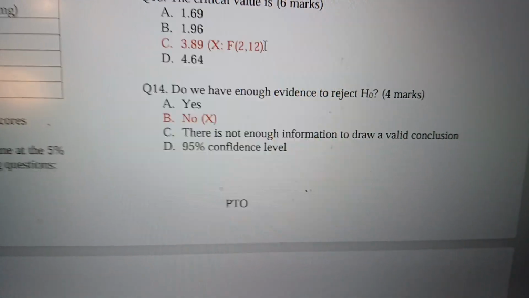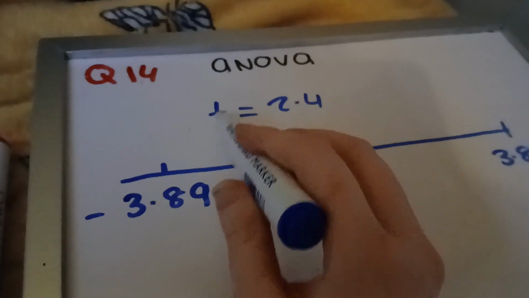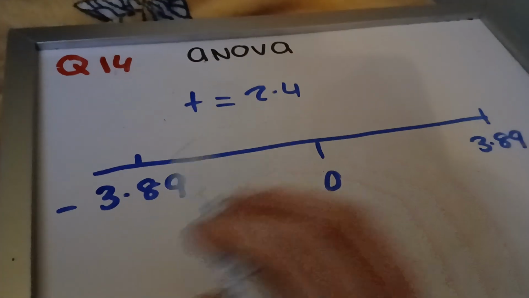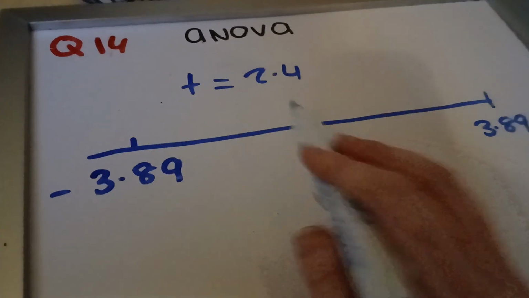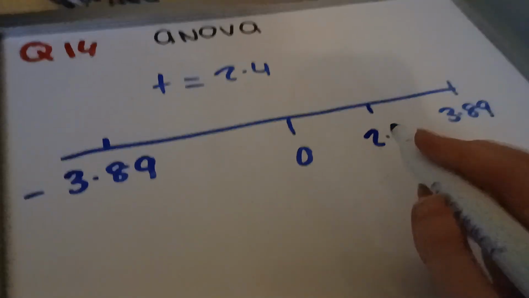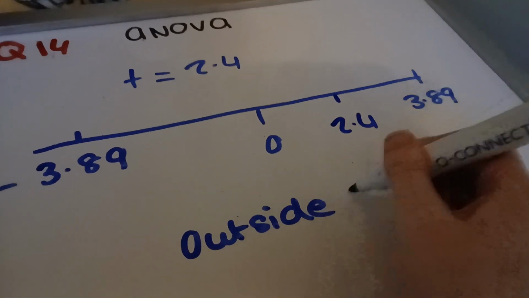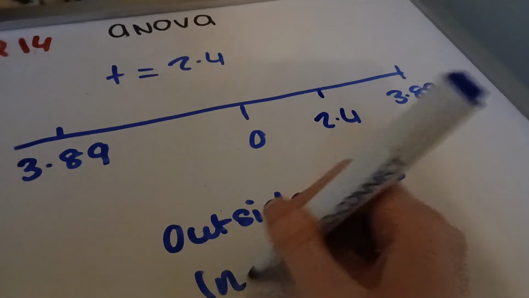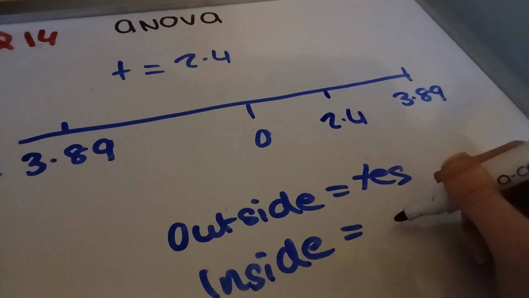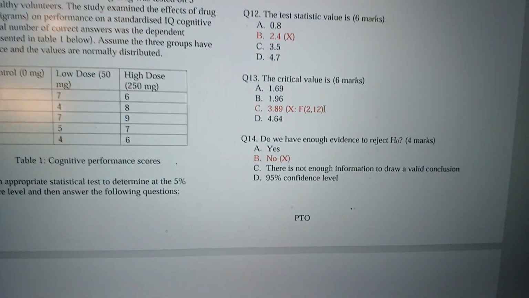So for question 14, it's asking about the null hypothesis again. So basically same system that we did for the previous question. Our test statistic is 2.4, which we calculated, and our critical value, which goes on the range, is 3.89. So 2.4 would fall somewhere, I guess, here. So that means it's within the range. If it's outside, we say yes. But if it's inside, we say no. So in this case, we don't have enough evidence to reject the null hypothesis. So our answer to question 14 is no.